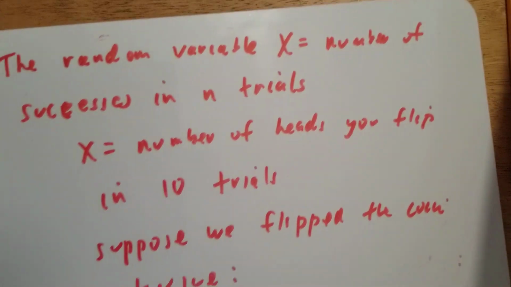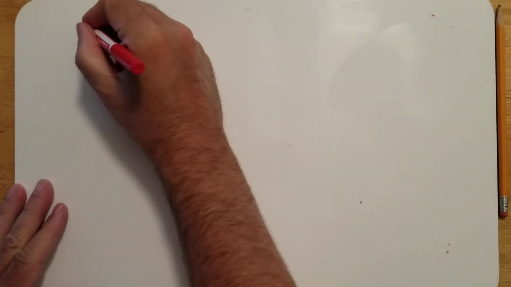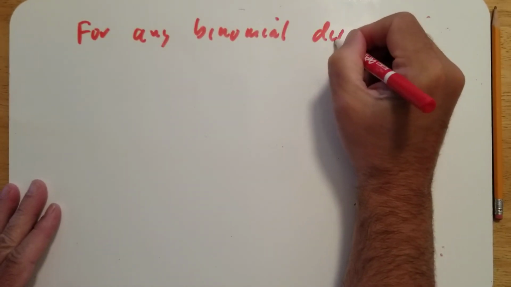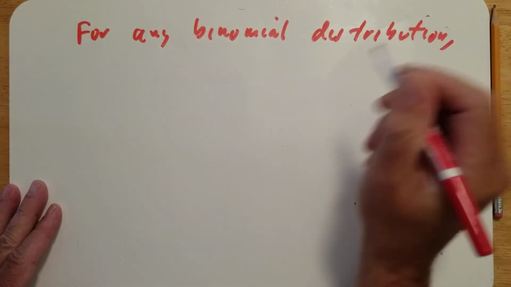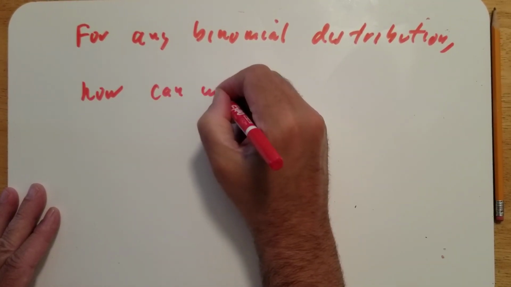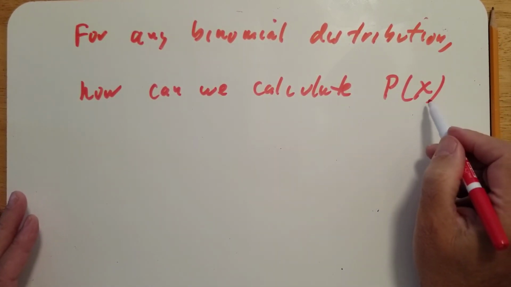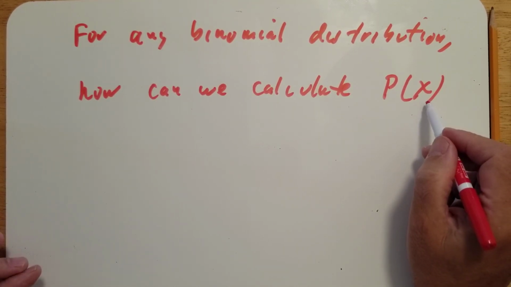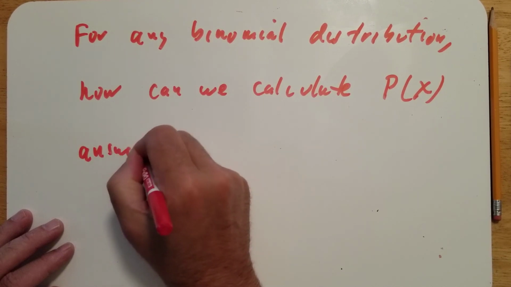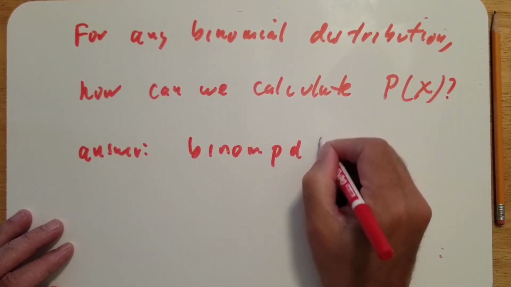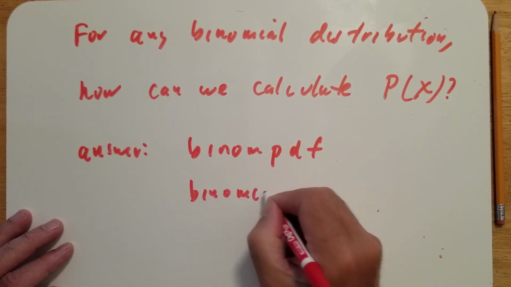And the question is, for any binomial distribution, how can we calculate the probability of the number of successes for the random variable? And the answer is, we're going to use the calculator. We're going to use two functions on the calculator, binom PDF and also binom CDF.